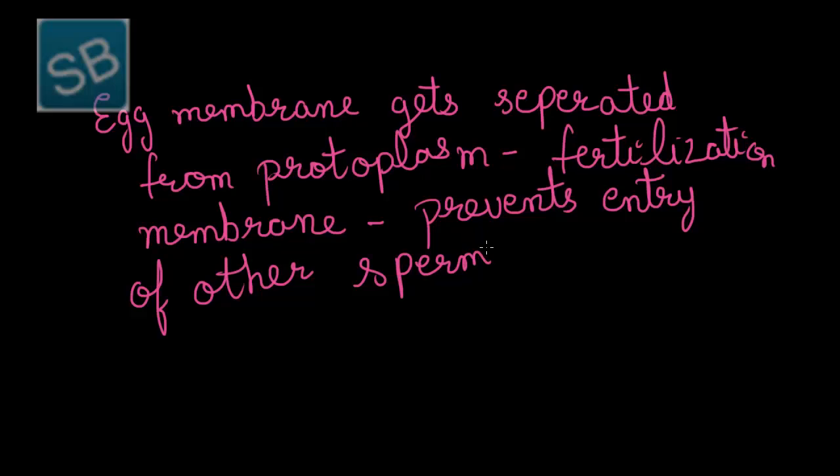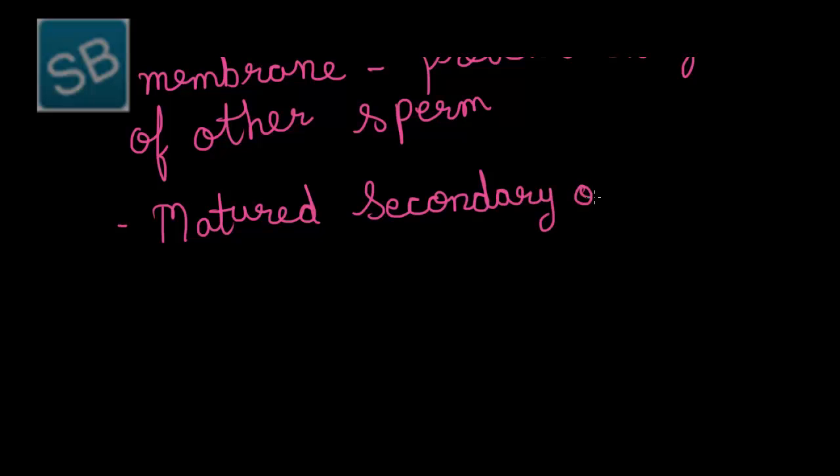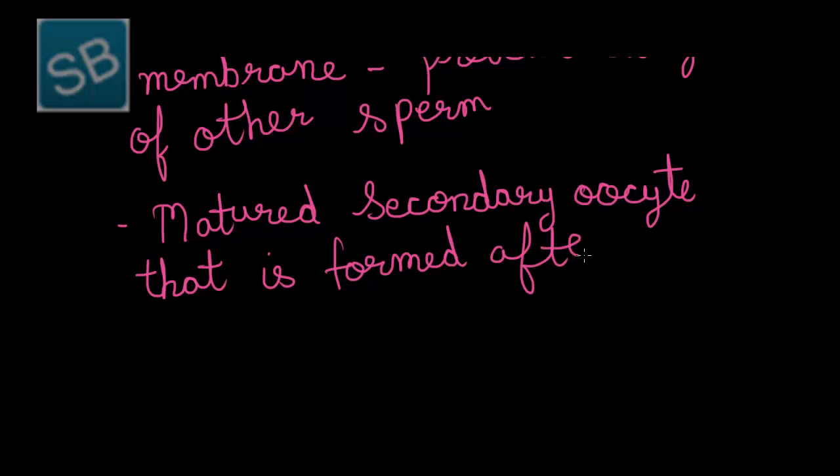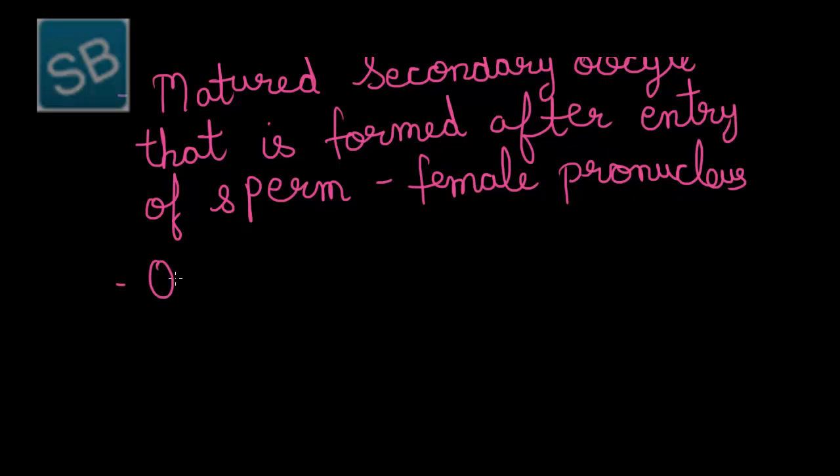Because the entry of a sperm induces completion of maturation of the secondary oocyte, there is no need for the entry of other sperms. Thus, after this, the matured secondary oocyte that is formed after the entry of the sperm is called the female pronucleus. In this manner, one sperm and one ovum get involved in fertilization.